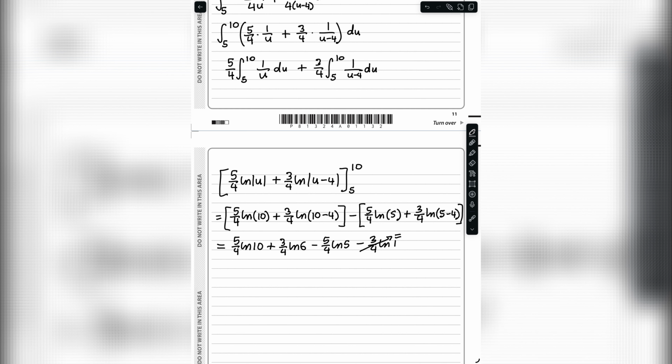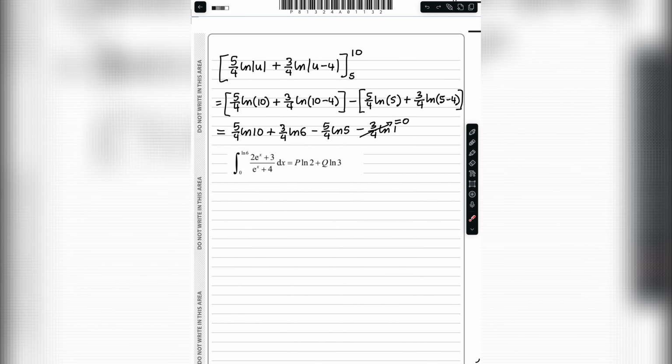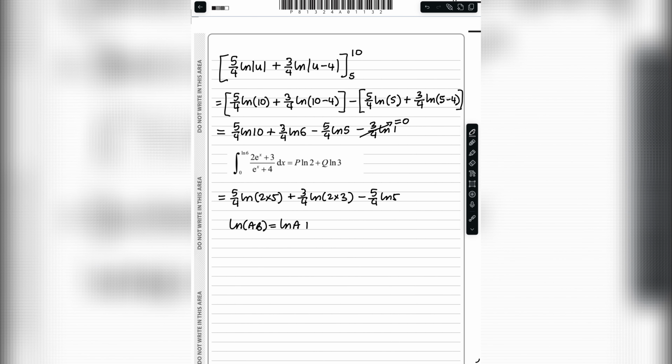And hopefully you identify that this gives us 0. And given as we need to write our integral in this form, I'm going to write the first term as 5 over 4 ln 2 times 5 plus 3 over 4 ln 2 times 3 minus 5 over 4 ln 5. And given as ln AB can be written as ln A plus ln B, we can write the first term as 5 over 4 ln 2 plus 5 over 4 ln 5 plus 3 over 4 ln 2 plus 3 over 4 ln 3 minus 5 over 4 ln 5.